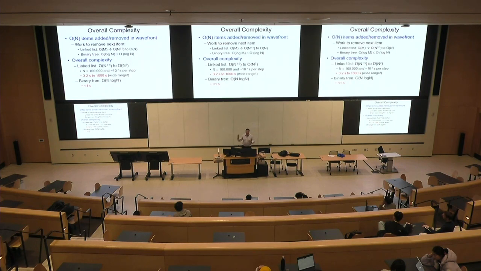Okay, so let's put this into an overall complexity. If we use a linked list, our work to take an item out of the wavefront and process it is between n to the 0.5 and n, or order n, depending on how much stuff is in our wavefront. For a binary search tree, it's order log of the number of things in the wavefront. And we know we can't have more things in the wavefront than are in the whole graph, so that's for sure less than or equal to log n.